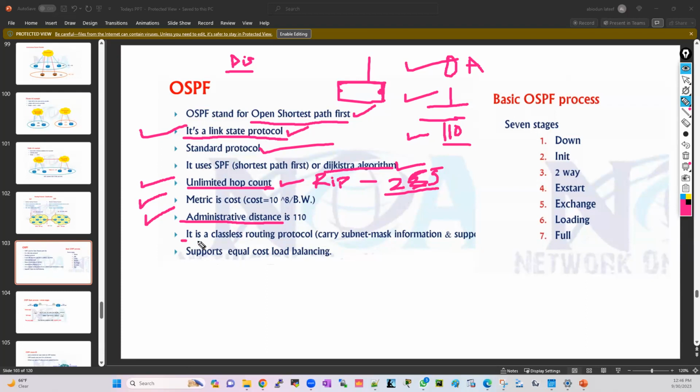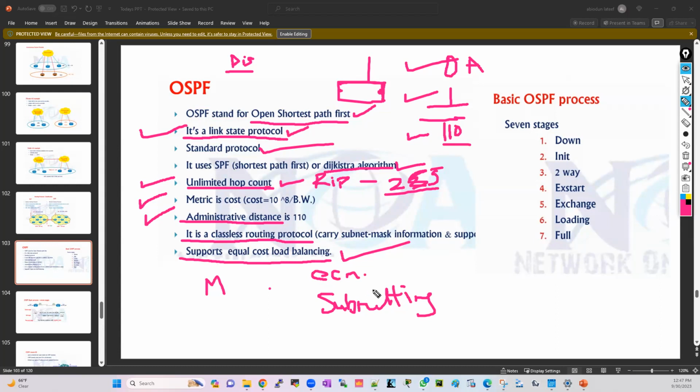And then it says it is a classless routing protocol. It means it can support subnetting. That's what that means here. And then it supports what? Equal cost load balancing. It can do load balancing, and it can do what? That is ECMP, equal cost multi-paths.